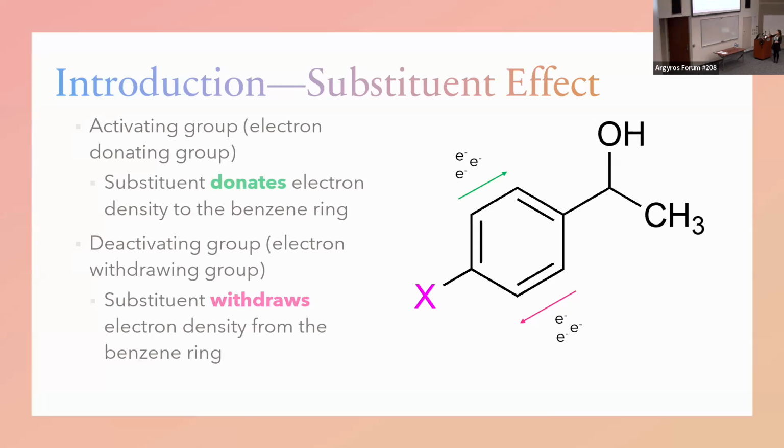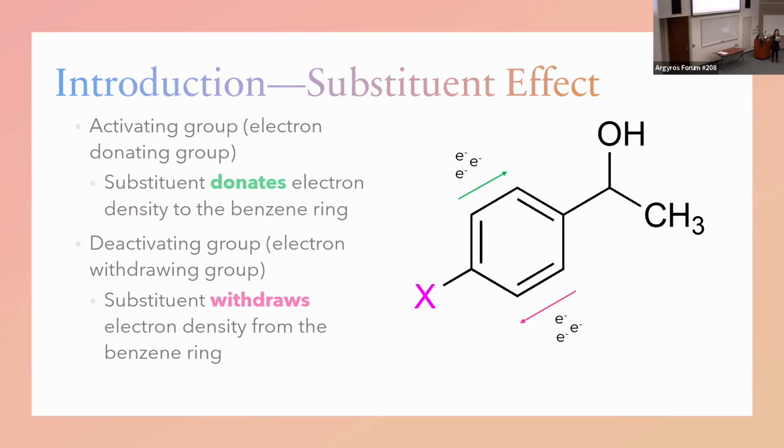And again, on the right side of the screen, we have our molecule of interest, our experimental phenylethanol, and we mainly focus on the substituent groups being on the para and meta positions. A substituent group could be an activating group, or an electron donating group, meaning that the substituent is going to donate electron density to the benzene ring, from itself to the reaction site essentially. Or it could be a deactivating group, also known as an electron withdrawing group, where the substituent is going to withdraw the electron density from the benzene ring to itself.